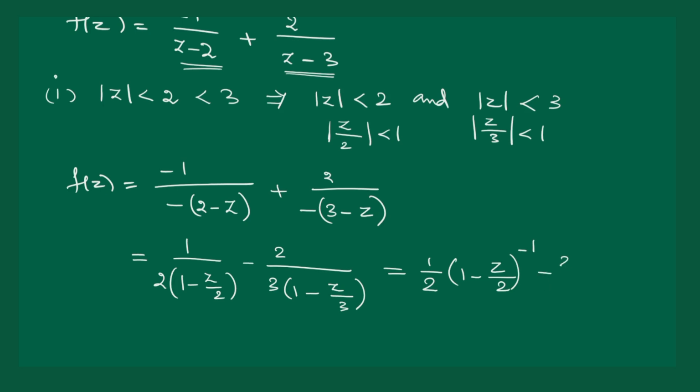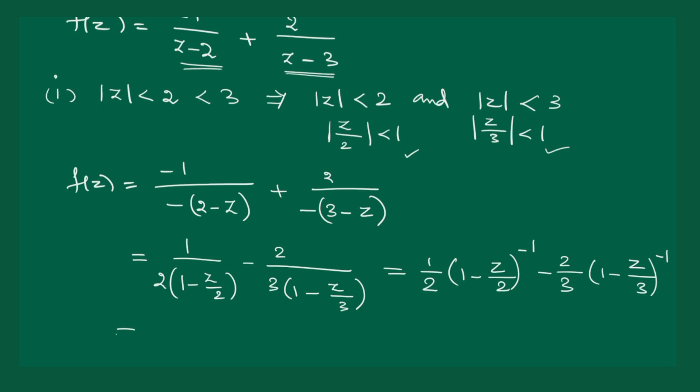Similarly, the second term we can write as 2 by 3 into (1 minus z by 3) whole power minus 1. Now we can use binomial expansion for these two terms. Why can we go for binomial expansion? Because in place of x we have z by 2, which is less than 1. Similarly here z by 3 is less than 1.